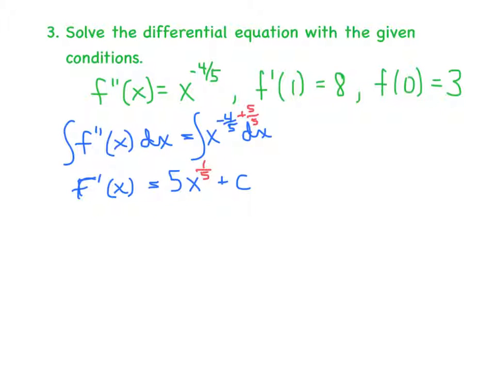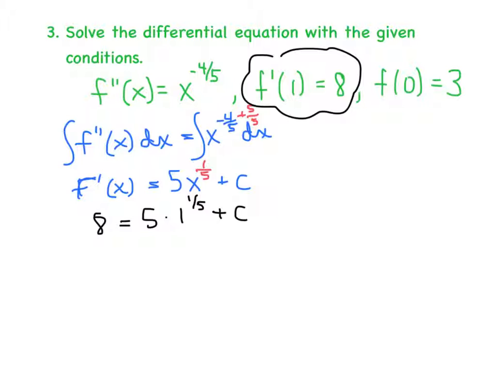Okay, so before we move on, we have to find out what that c value is for the f prime function. And of course, in order to do that, we're going to bring in our first condition, which was f prime of 1 is 8. So I'm going to plug in 8 equals 5 times 1 to the 1/5 plus c. So this is obviously 8 equals 5 plus c, so 3 is equal to c. All right, so now I know that f prime of x is equal to 5x to the 1/5 plus 3.